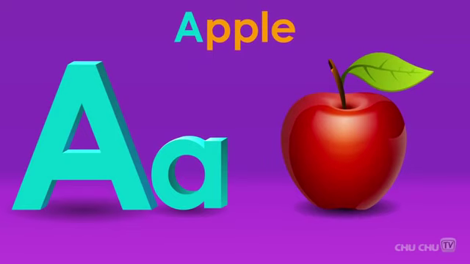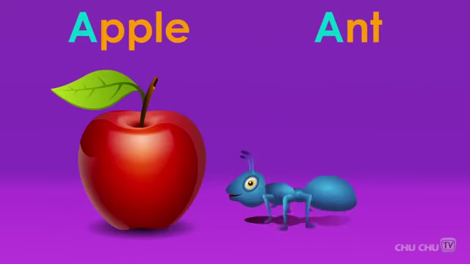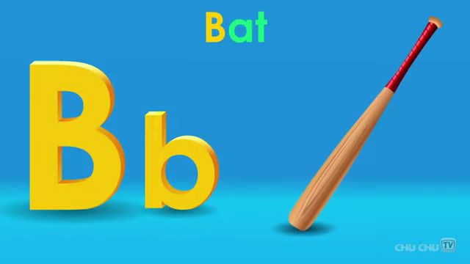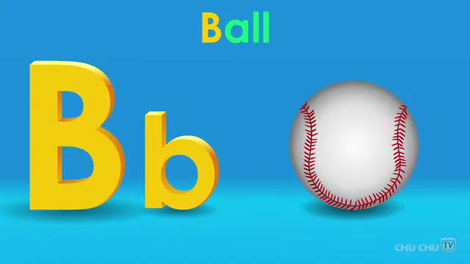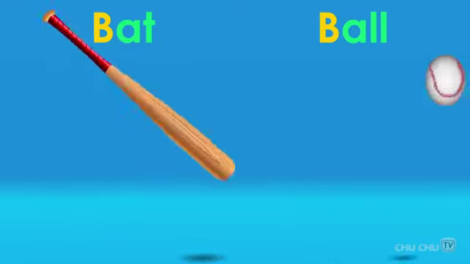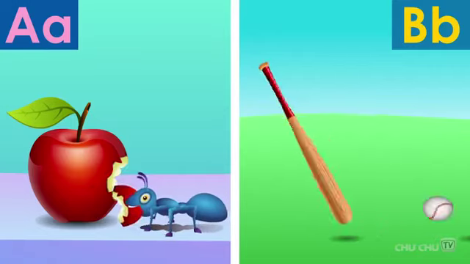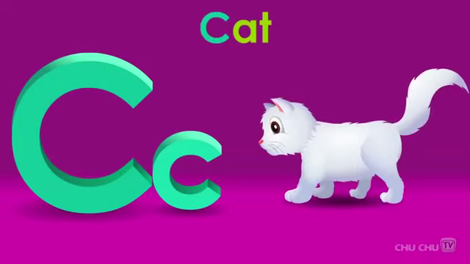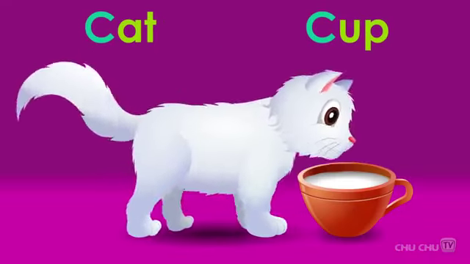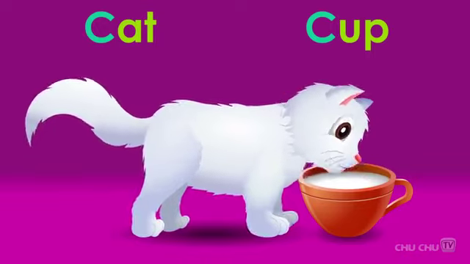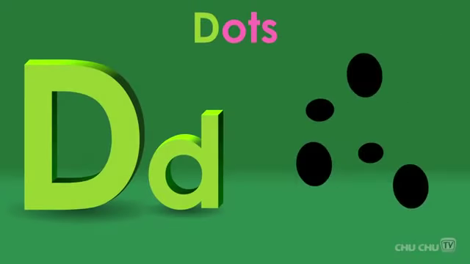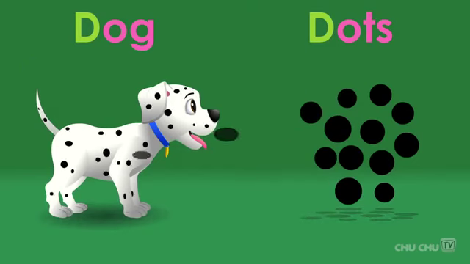A for apple, A for ant. B for bat, B for ball. C for cat and C for cup. D for dog, D for dots.